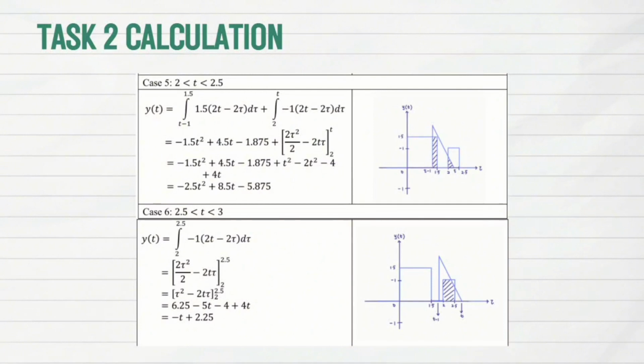For case 6, t smaller than 3 but bigger than 2.5, the signal f(t minus tau) is shifted to the right before 3, and the limit of the integral becomes 2.5 and 2. The value of y(t) calculated is negative t plus 2.25.